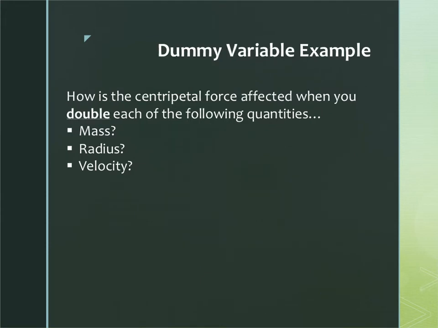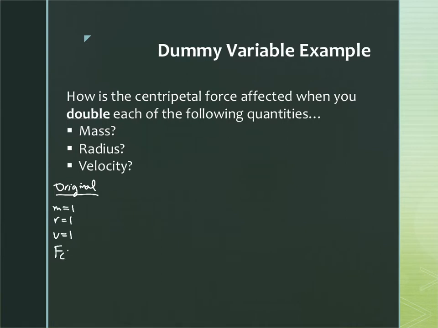Now here we go with dummy variables. So this is where you plug in numbers. You plug in your own numbers. Ideally, you probably want to use 1 instead because it's such an easy number to deal with. And so we're looking to see how the centripetal force changes when you double each of the following quantities. So let's say we start out originally, our original values for each of these three scenarios, they're all equal to 1.